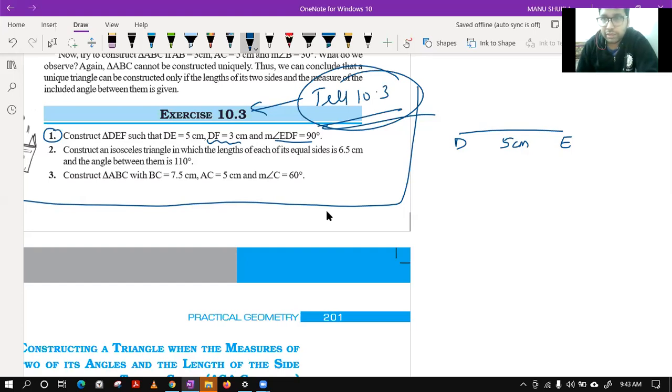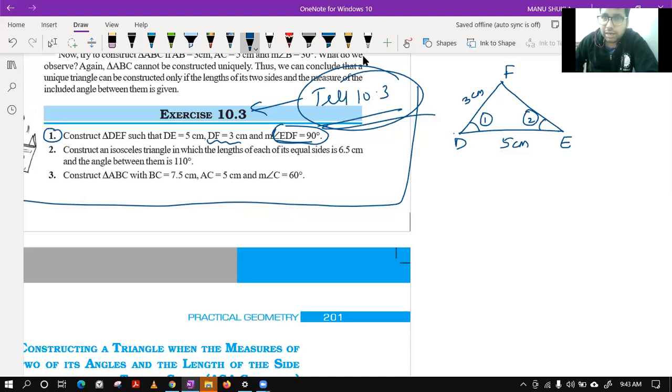Okay, so we can take a point F over here, and our triangle will look like this. This is the rough diagram of the triangle where DF is given to us as how much? 3 centimeter, and angle EDF is given to us. Angle EDF, that is this angle or this angle. Please tell me, class. Angle EDF is which angle? Angle 1 or angle 2?